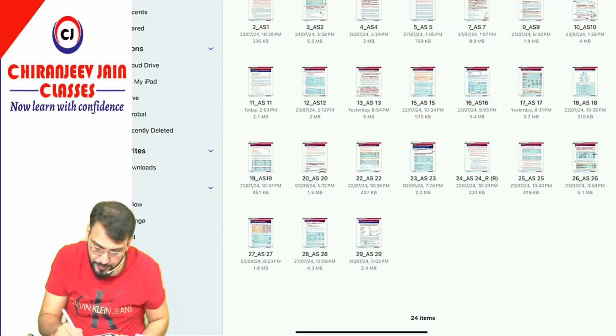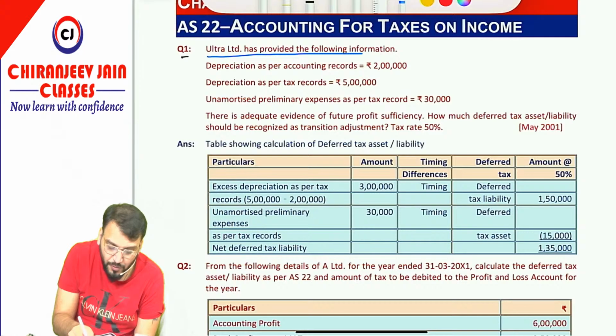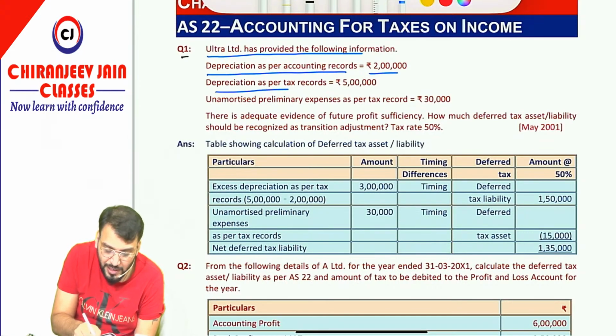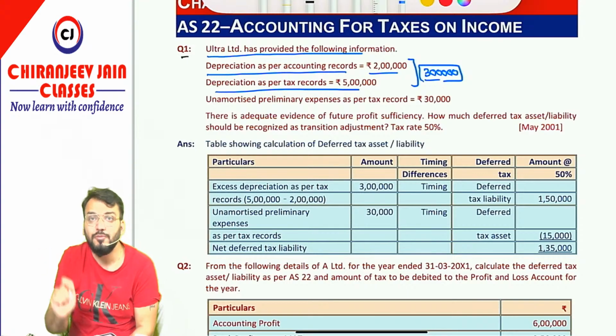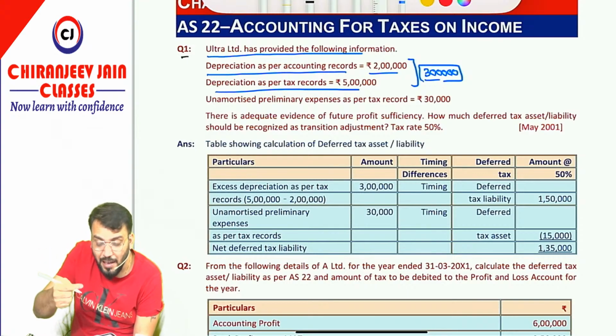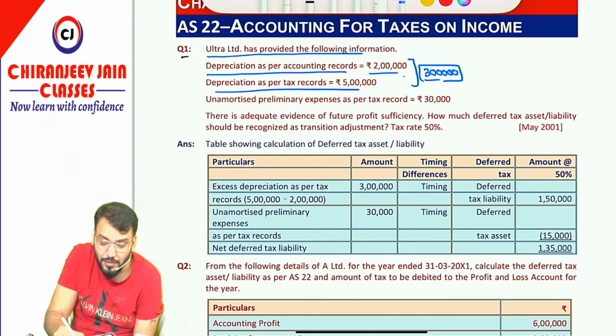AS22. So you can see the first question: Ultra Limited has provided the following information. Depreciation as per accounting record is 2 lakh. Depreciation as per income tax is 5 lakh. It means under the Income Tax Act, we are charging higher depreciation, an additional, excess depreciation of 3 lakh. This is allowed in the current year, which will be disallowed in future. So when it is allowed in the current year, we are paying lower tax.